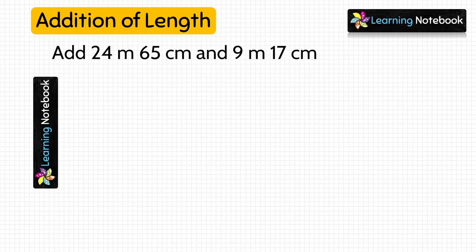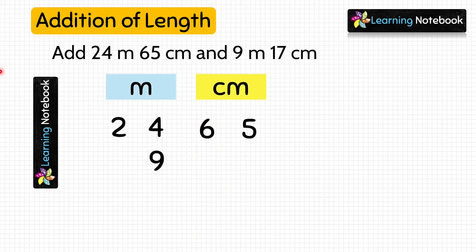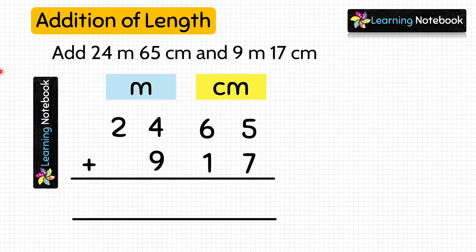Now let's see how to add when lengths are given in combined units. Like here, we are given to add 24 meter, 65 centimeter and 9 meter, 17 centimeter. So lengths are given in combined units, meter and centimeter. So in such cases, we are going to arrange them in two columns of meter and centimeter and then add them separately, like we have done here. Now first we are going to add centimeter.